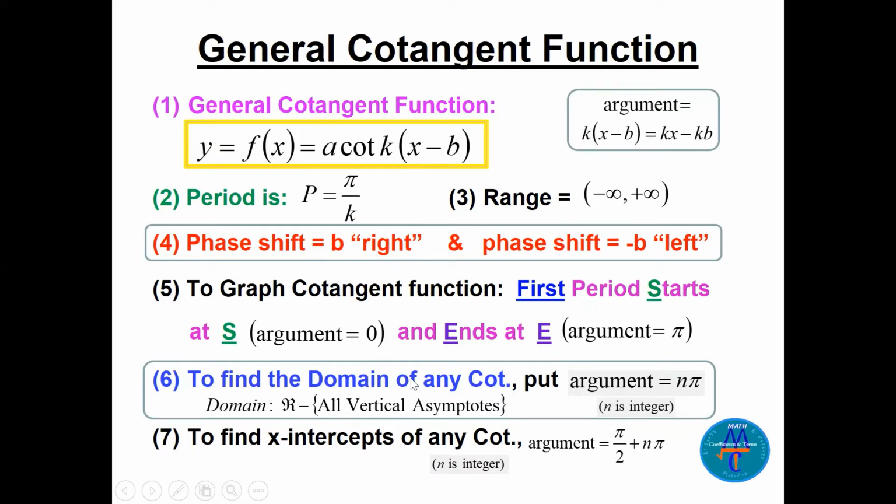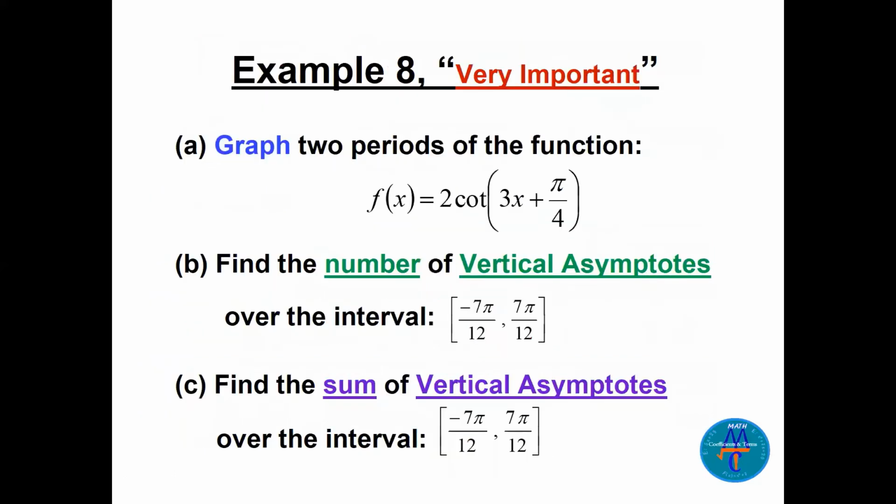To find the domain, I mentioned before, put the argument equal to n pi, where n is an integer, then the domain will be all real numbers except the vertical asymptotes. To find the x-intercept of any cotangent function, put the argument equals pi over 2 plus n pi, where n is an integer, and find x.